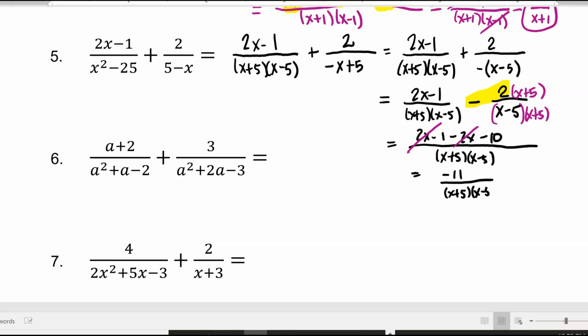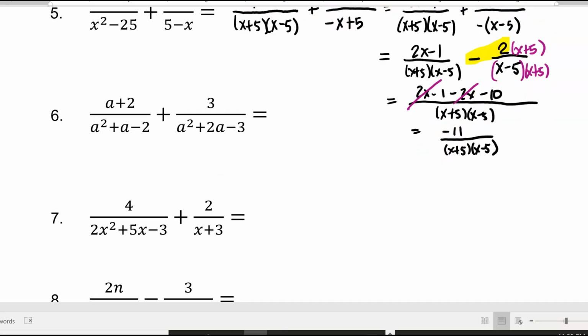So for number 6, we need to factor the denominators first, of course. So we have a plus 2, and then we have these trinomials, but our leading coefficient is 1, so should not be too much of a problem. So we have a times a will give you that a squared, but we need factors of -2 that add to 1. So we're going to put negative 1 times positive 2 will give us that negative 2, but we'll add to a positive 1.